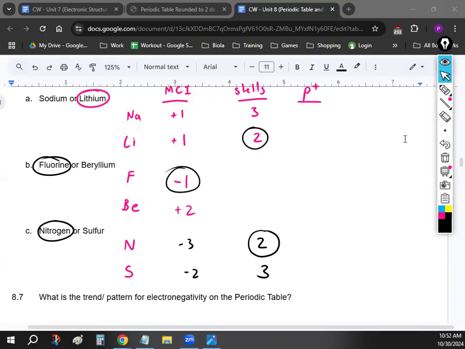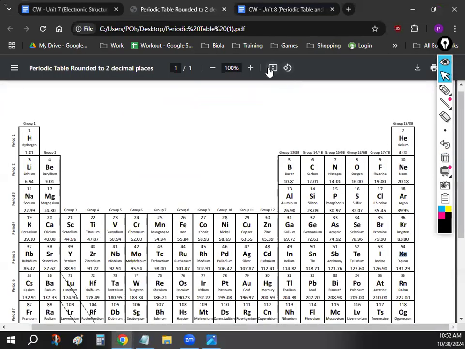So the negative and the positive charge matters because it tells you whether it wants to gain or lose, but the value of the negatives isn't going to matter. So -3 versus -2 doesn't matter. And I'm going to show you guys why in a second. So if you guys take a look, let's zoom in.